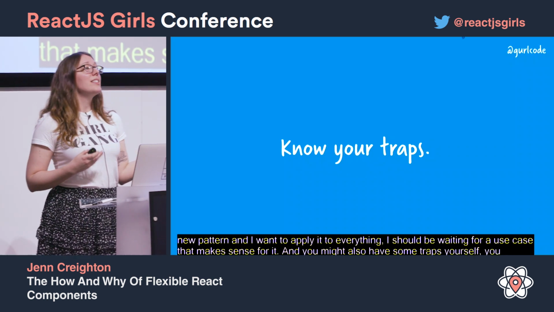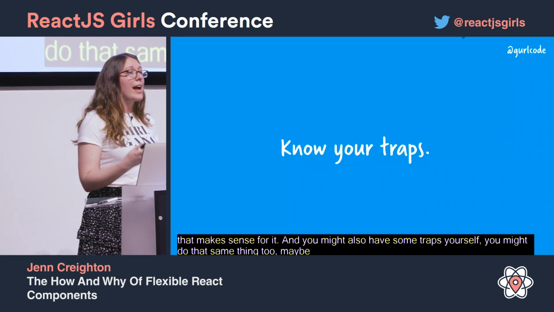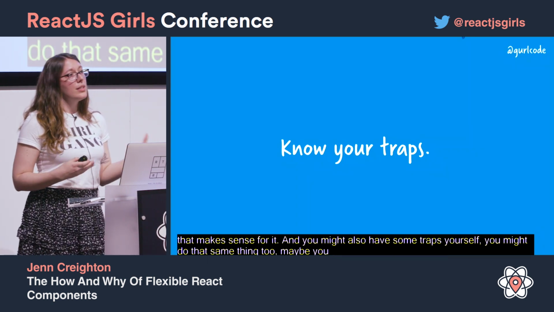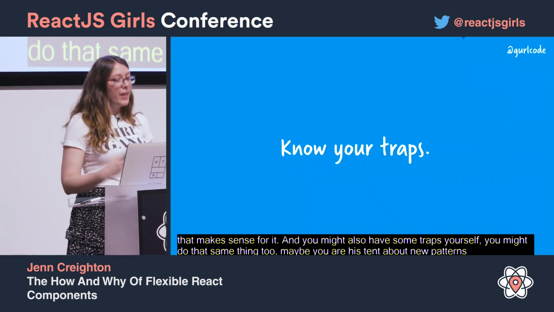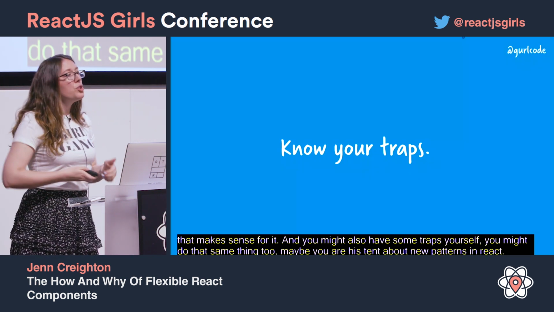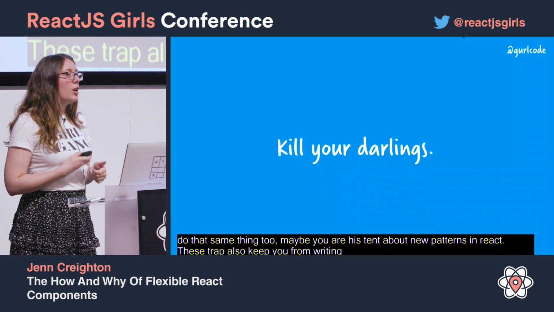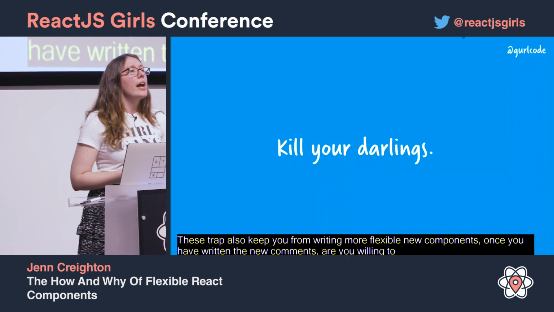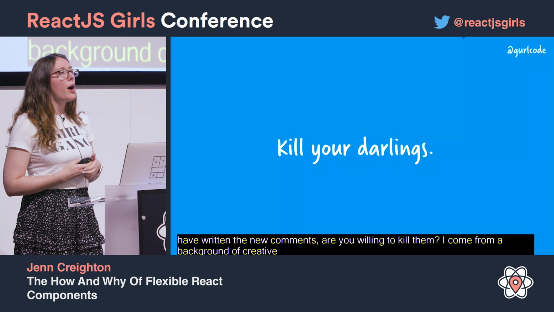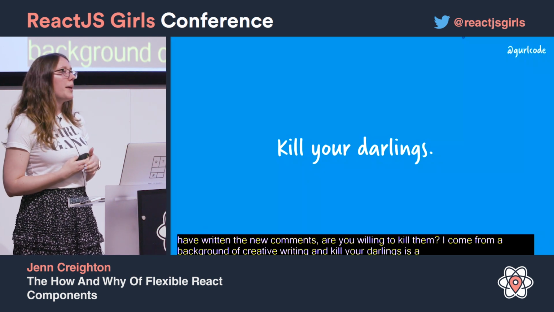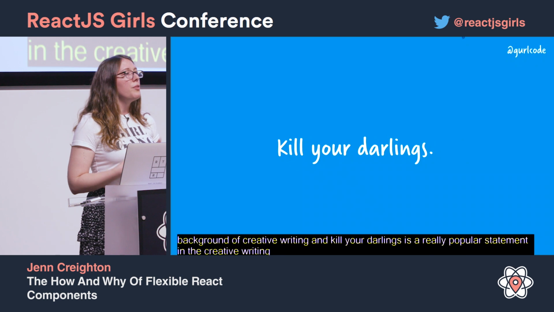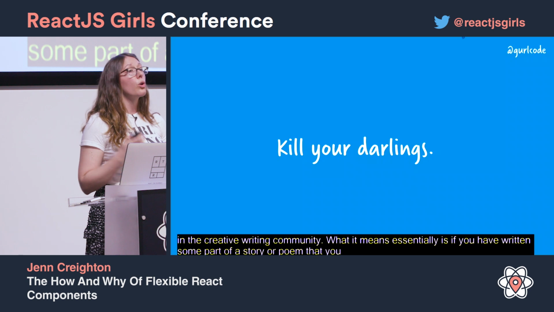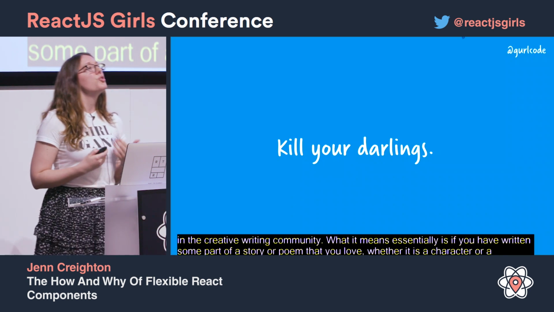Or maybe you're actually very hesitant about new patterns or new ideas in React, and you're very timid about approaching them. These things are all actual traps. They will keep you from writing better, more flexible components. And then once you've written those components, are you willing to kill them? So I come from a background of creative writing, and kill your darlings is a really popular statement in the creative writing community. What it means essentially is that if you've written some part of a story or poem that you love, whether it's a character or a word or a line, you just adore this thing, it's your creation.